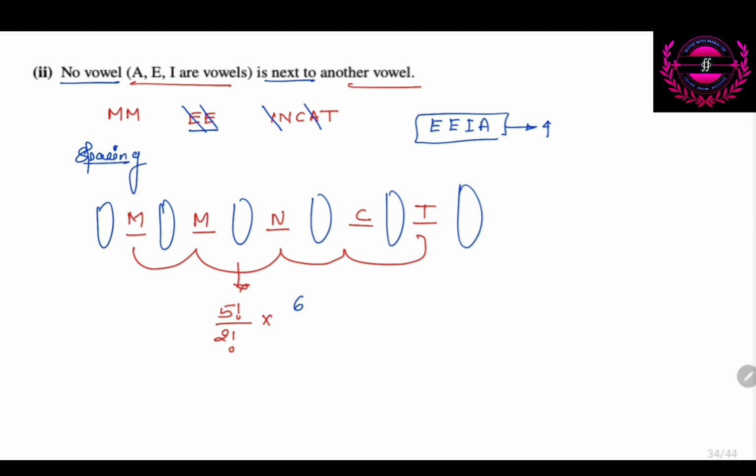Wait, this question is tricky. Now we have to select 4 spaces out of 6, and we can arrange these 4 alphabets in those spaces. But also in this question we have 2 repeating vowels, E's as well. So I will divide it by 2 factorial. So this will be my final answer for the total arrangements.